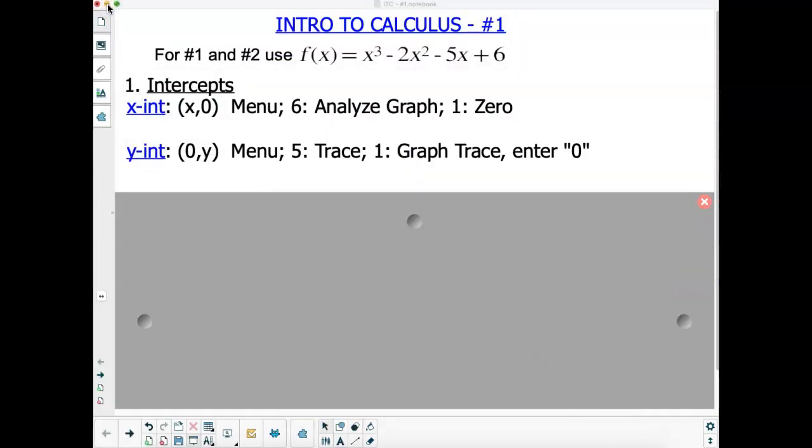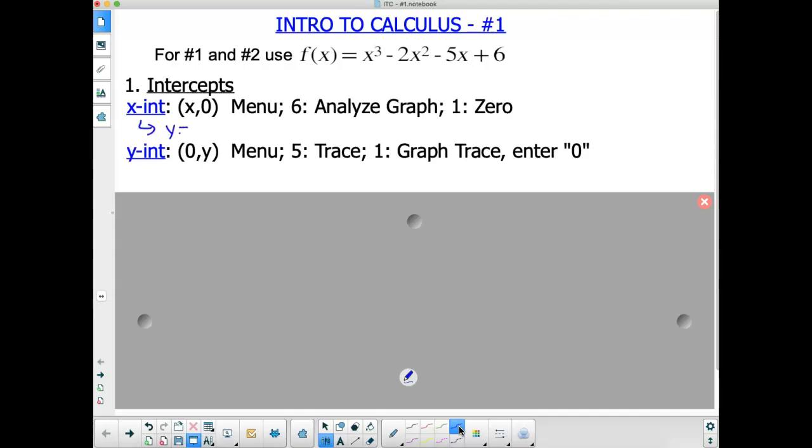X-intercepts, okay? Well, we all know what x-intercepts are. We need to be able to tell our calculator how to find them. Remember, algebraically, that is when y equals 0. So if you plug in 0 for your y and solve for x, you will have your x-intercepts. Another way to get that in your graph is you hit menu, analyze graph, zero. You might hear me say sometime menu 61. That means hit menu, hit 6, hit 1, and it automatically takes you into finding zeros in your graph, okay?